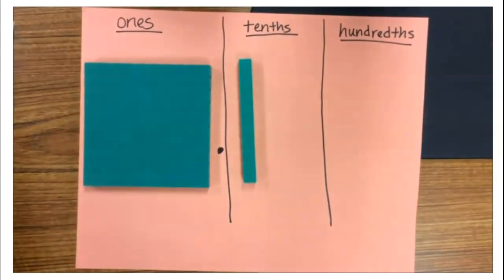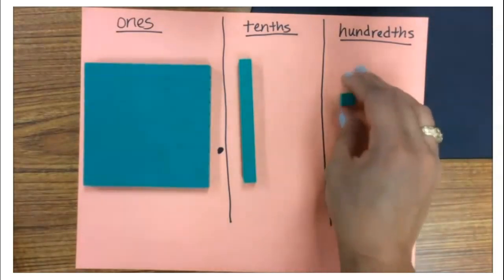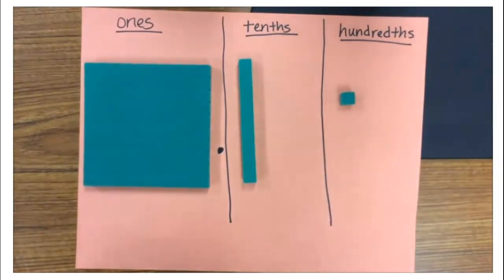And then if I take one little square from my hundreds grid, if I take 1 out of 100, that's going to leave me with my hundredths. So it's important that we understand how we use base 10 blocks to represent decimals.